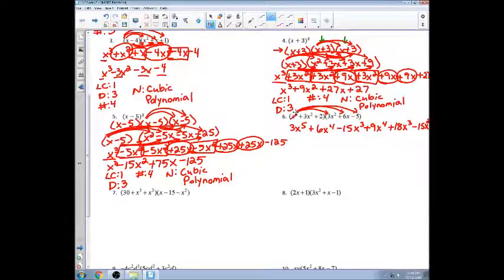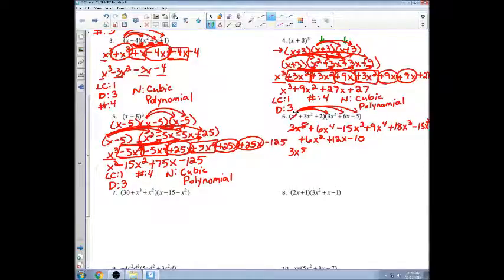Then the 2 times everything. Positive 2 times 3x squared would get me positive 6x squared. 2 times positive 6x would get me positive 12x. 2 times negative 5 would get me negative 10. Now I need to combine like terms. So I'm going to do the 3x to the fifth. Is there another x to the fifth in the entire problem? There's not, so it's 3x to the fifth.